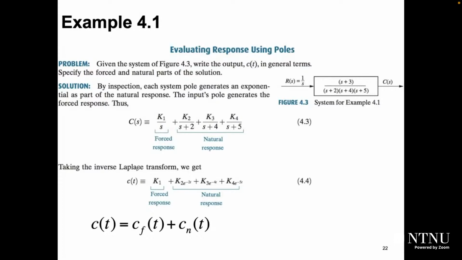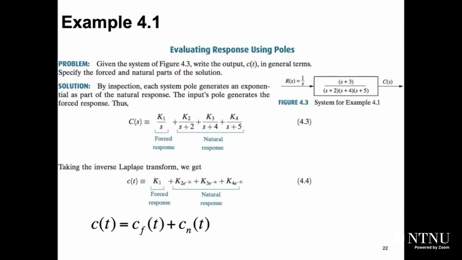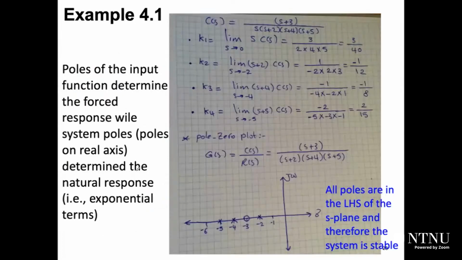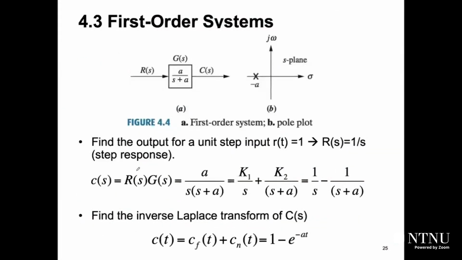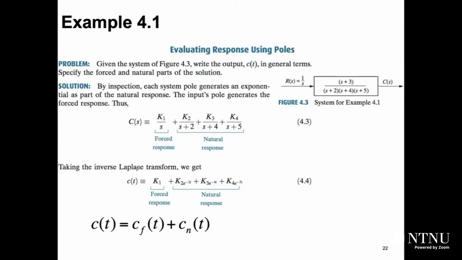So we have here another example. It's 57 minutes. Maybe we can finish this example, and after that we can go to first order system. So we can stop here. So we will finish example 4.1, and after that we will stop here.